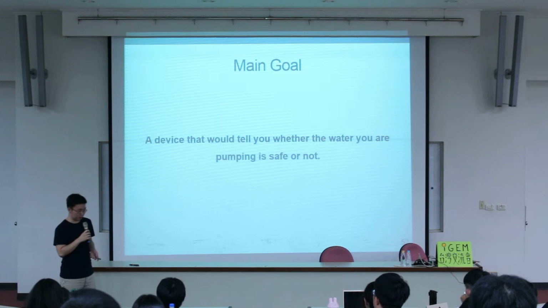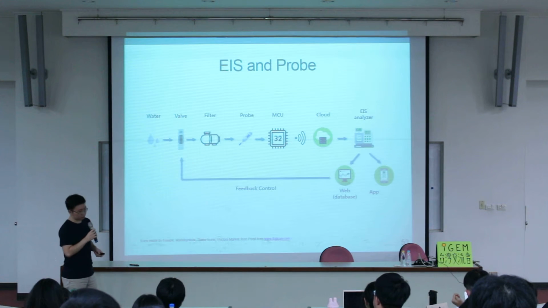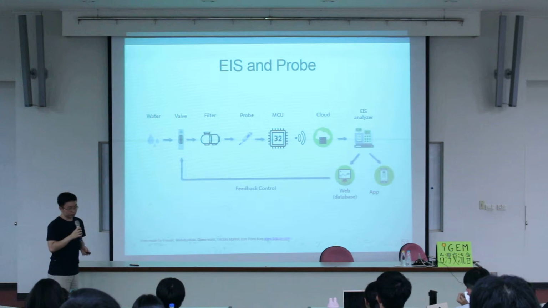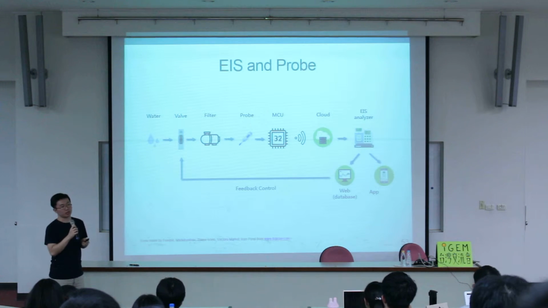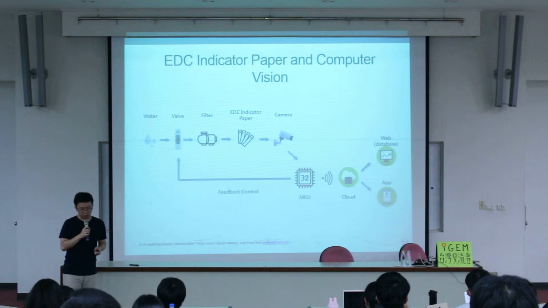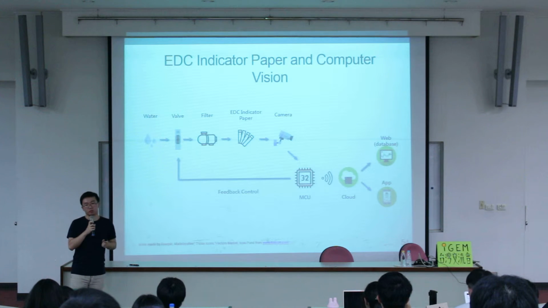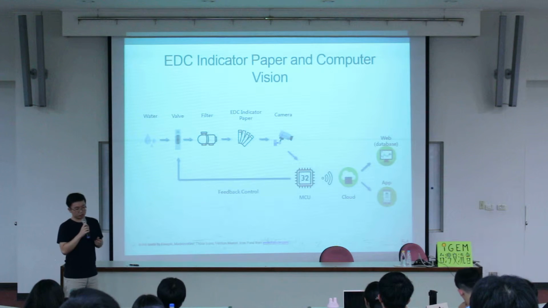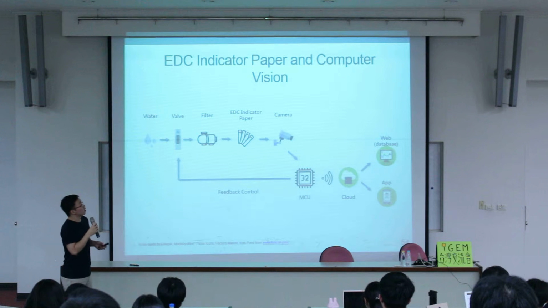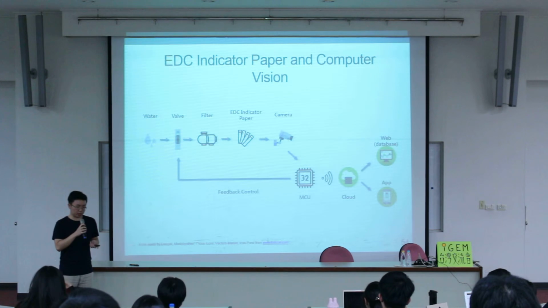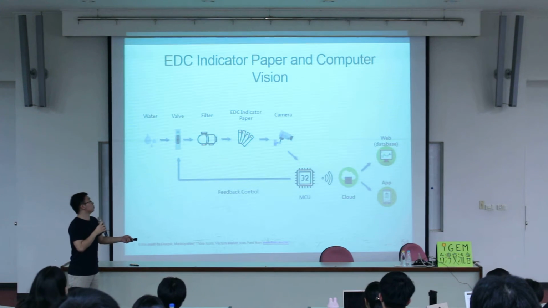Considering all these conditions, we have made two kinds of systems. The first one uses EIS and a probe, which is equipment that can calculate concentrations through a biochip. The second one is an indicator paper, so that when the EDC compounds combine with the indicator paper, its color will change, and we will use a camera to capture photos and read the RGB values to detect whether the concentration is high or low.